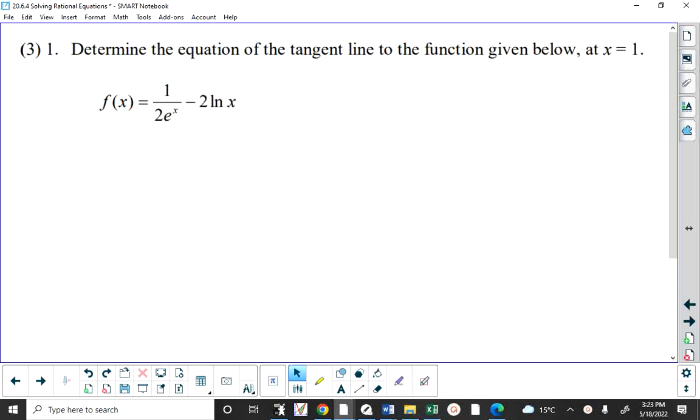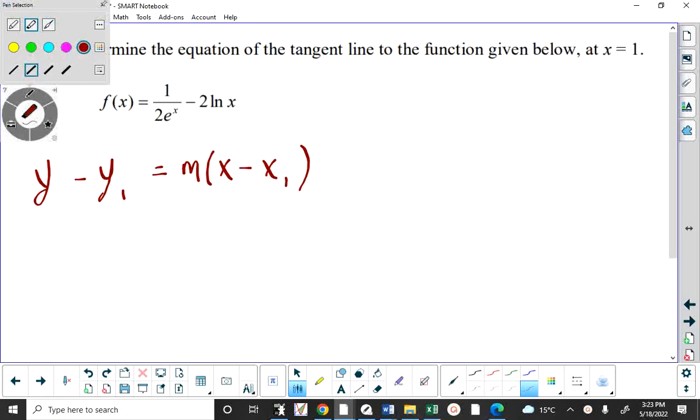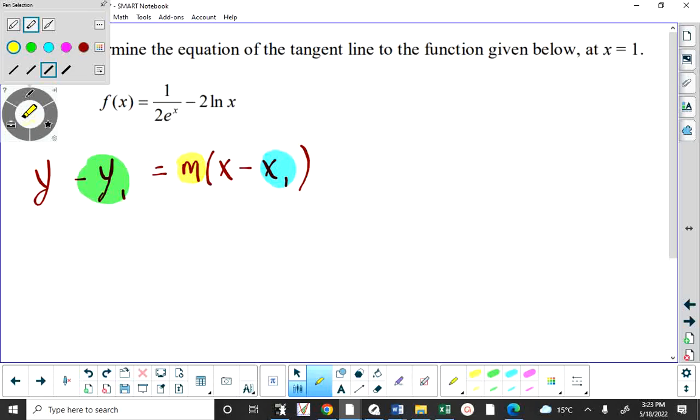Remember that when you are trying to determine the equation of a tangent line, which is a straight line, you need to use the formula y minus y1 equals the slope times x minus x1. And of course, y and x are the variables. The parameters that we need to load into this are y1, x1, and the slope of the line. So let's start off with the calculus aspect of this question.